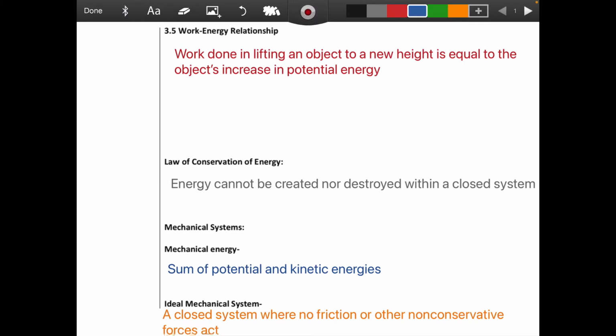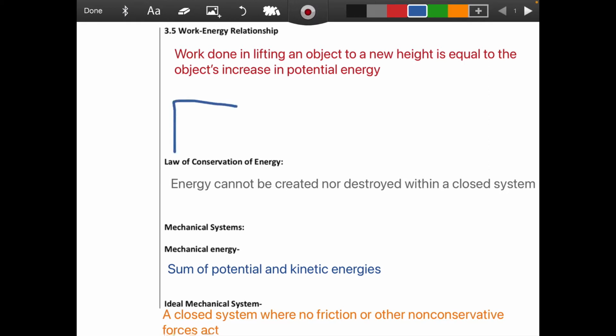So the work-energy relationship, this is something that I've previously shared when we first introduced gravitational potential energy. And it says that the work done in lifting an object to a new height is equal to the object's increase in gravitational potential energy.